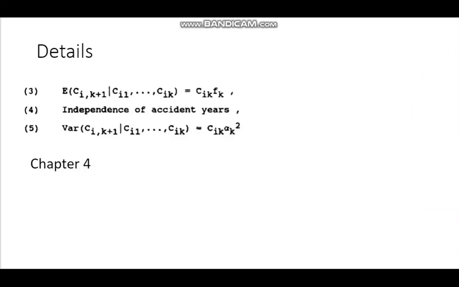Okay, so I'm going to be touching on some of the details of the paper. I'll first go a little bit more into the details surrounding the three assumptions that we have previously mentioned. Then I'll very quickly go through Chapter 4 of the paper, which will establish how we find the squared standard error of our reserve.